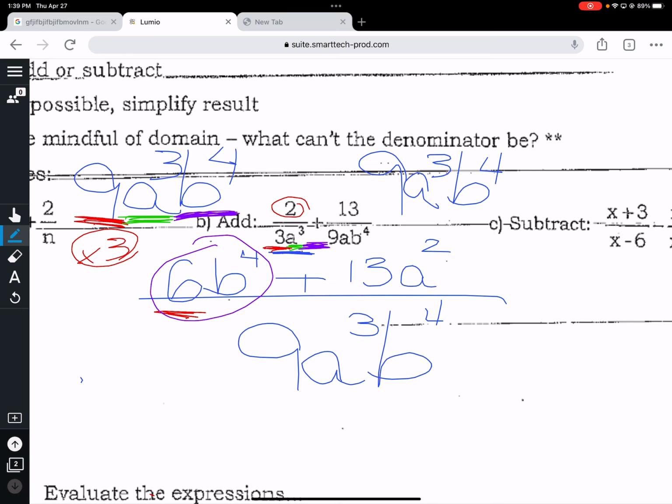Wait, hold on. When would you do excluded values on this? On this, what would the excluded value be? 0, because all the variables are being multiplied by numbers, and you're not technically ever crossing off on the denominator. We're getting there. We're going slow, baby steps. We're going to do that in just a second.